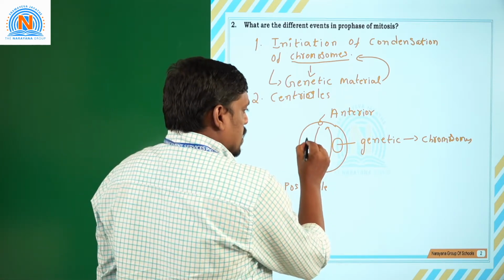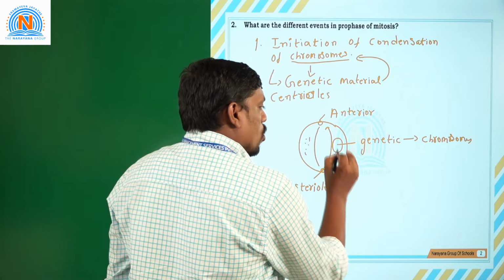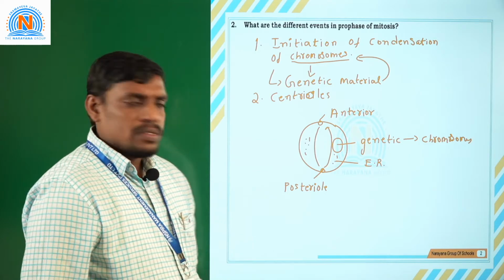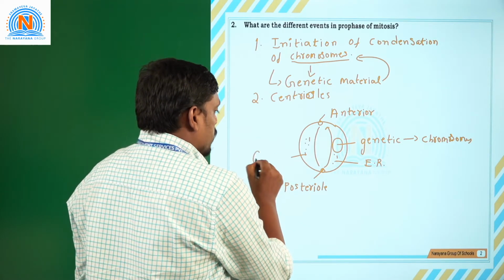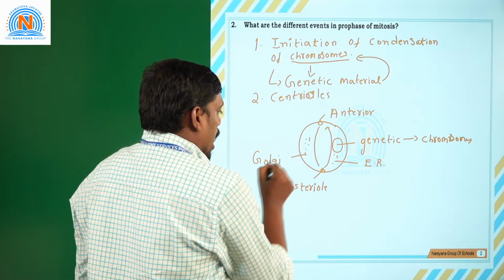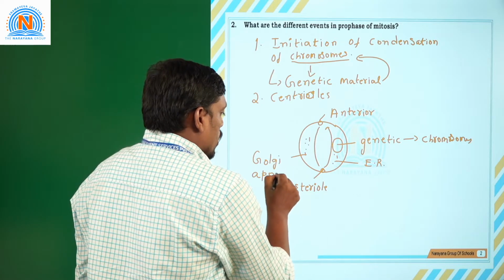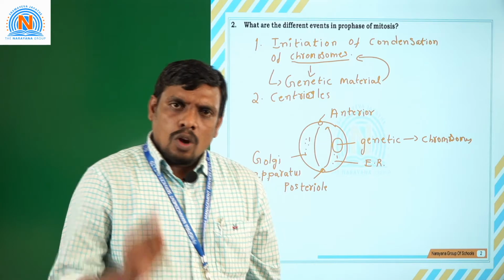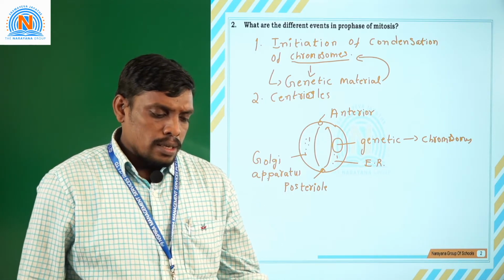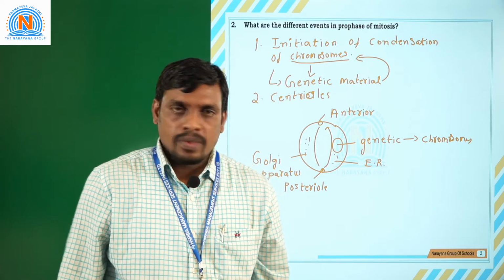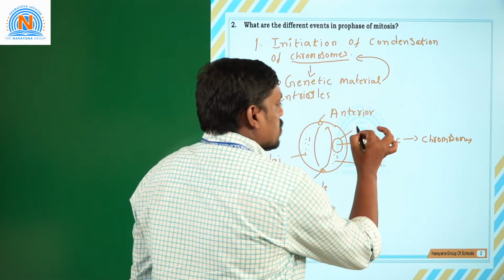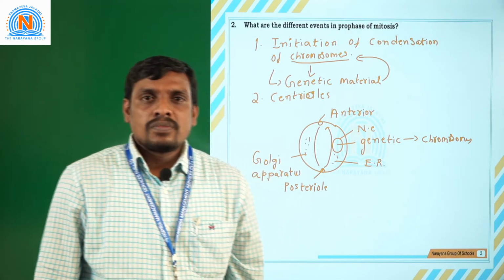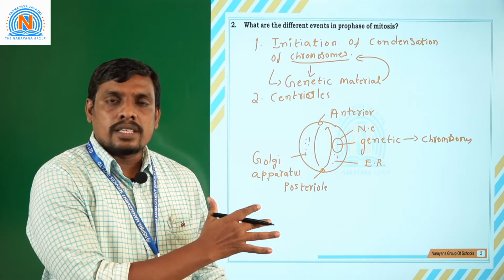Along with this, the cell contains some special cell organelles like the endoplasmic reticulum that we already discussed in the previous sessions, and also the Golgi apparatus. These two cell organelles completely disappear during prophase. Along with this, one more event also occurs, that is disappearance of the nuclear envelope. So the nucleus contains a membranous structure called the nuclear envelope that disappears at the end of the prophase. Students, these are the sequential events that take place in the prophase.